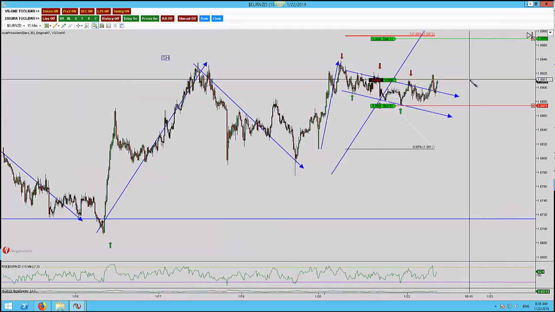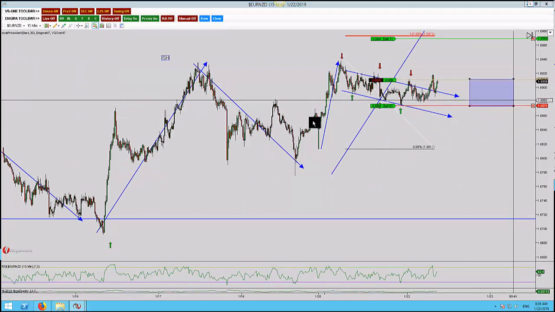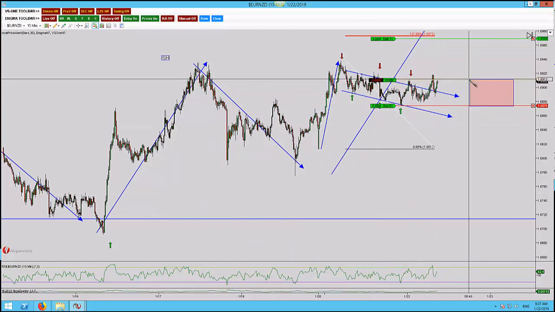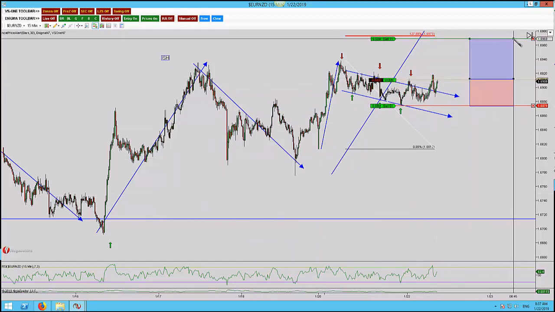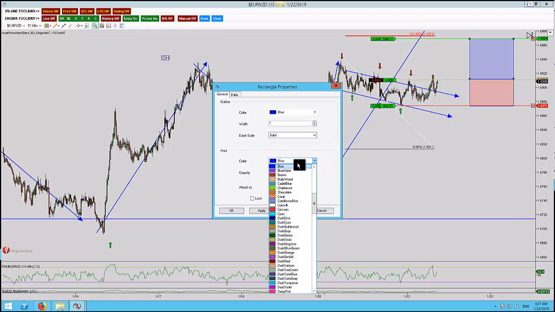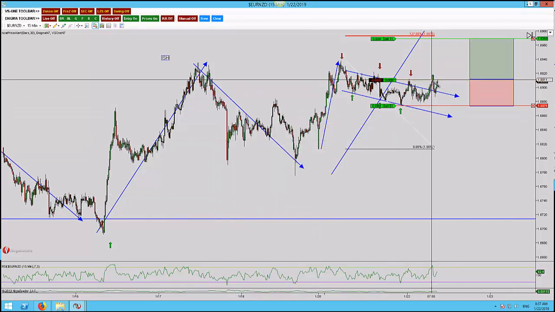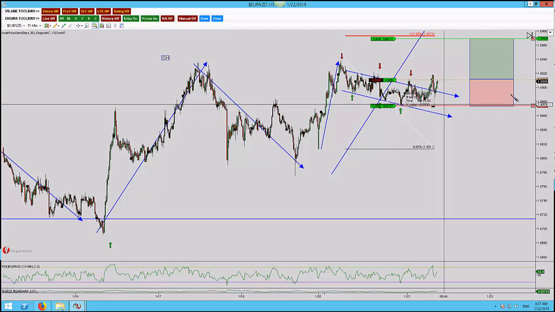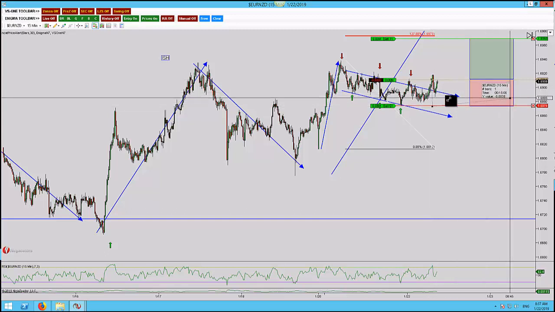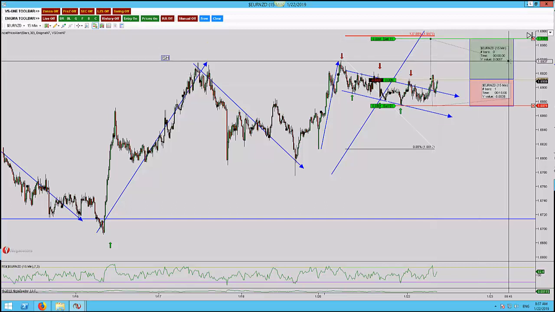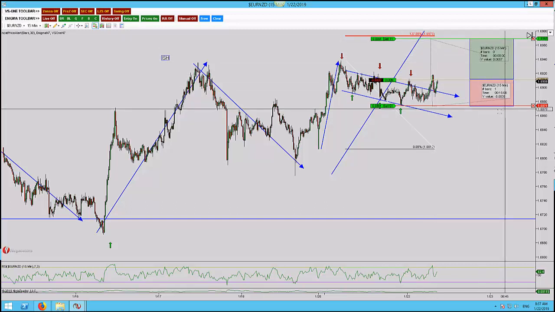So then in terms of risk, we're looking at this much. We'll do that one red as usual, and the reward is going to be in green. So you can see I have a favourable risk to reward here. And in terms of the pip amounts, we're looking at 38 of risk and 57 of reward, so well over a 1 to 1.5 risk to reward there.